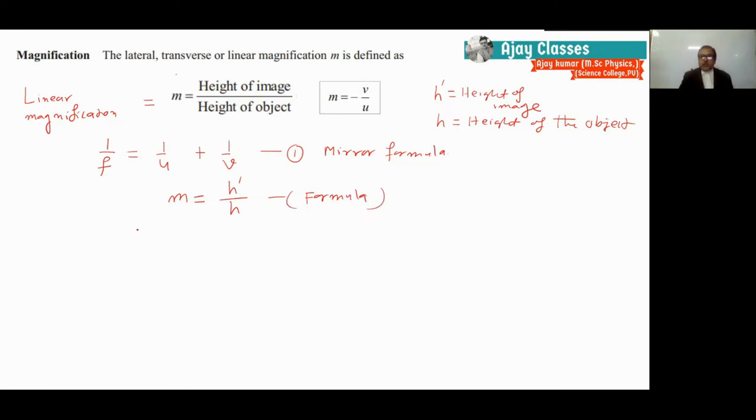Another meaning of the magnification is also related, which is m is equal to minus v by u. This magnification is also equal to the negative of the image distance to the object distance. So we have here two formulas of magnification. One is formula A, and another is formula B.